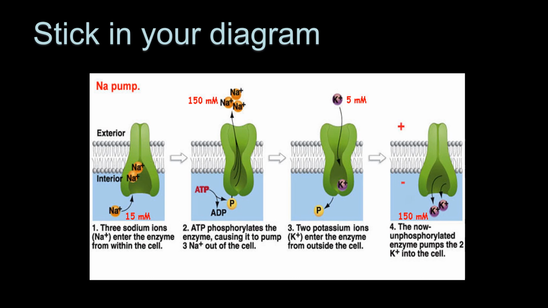Then this allows your potassium ions to come in. So 2 potassium ions come into the channel from outside of the cell where they've got a low concentration. And then the new unphosphorylated enzyme pumps the 2 potassium ions into the cell where they've got a high concentration.